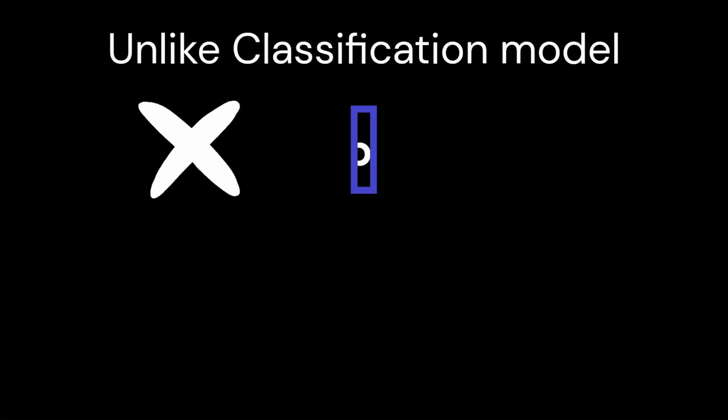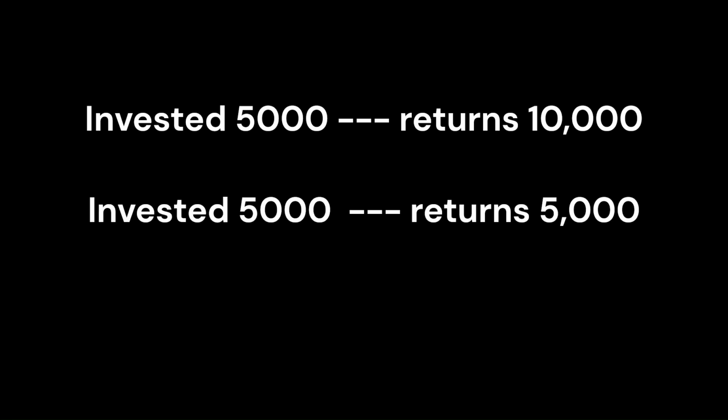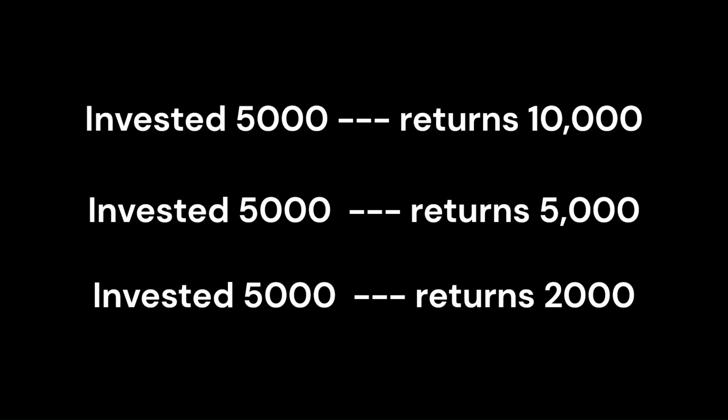But this time, you can't just put this data in labels because you have to find out the value of the particular thing in future. And you don't know what's going to be the value. It can be 10,000 from 5,000. It can be 5,000 from 5,000. It can be 2,000 from 5,000. It can be anything. So over here, you basically don't have labels.